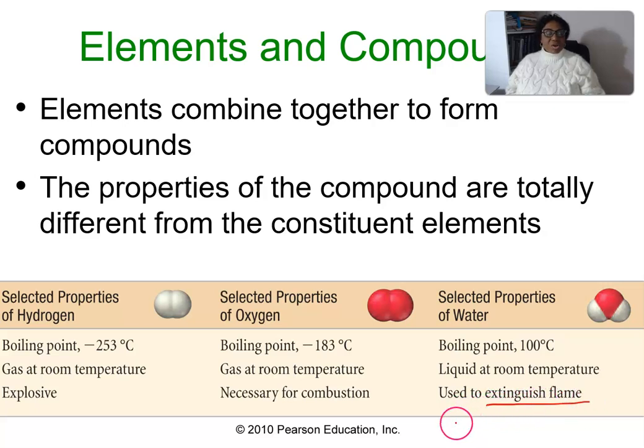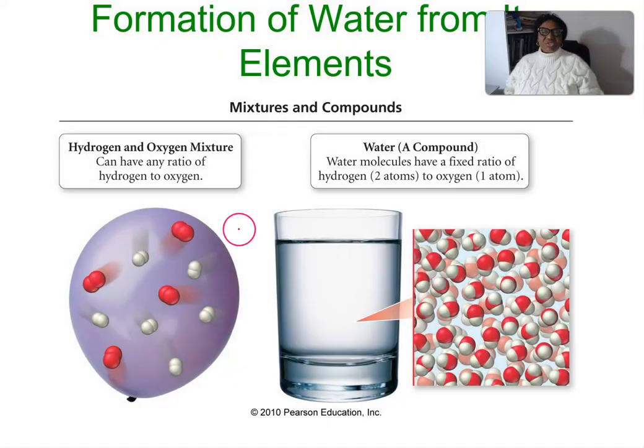So you notice the compound which is produced from the elements, its properties are totally different from the atoms or the elements from which the compound was produced. So this is just a picture. This is hydrogen combining with oxygen. You see, it's in a balloon because it's a gas. Then when they combine, they form water. This is water in a glass. It's a liquid.